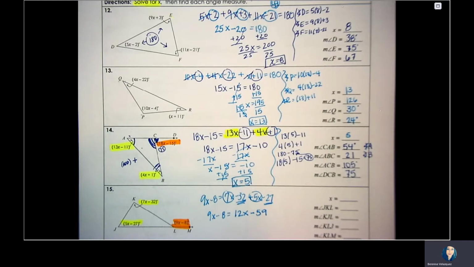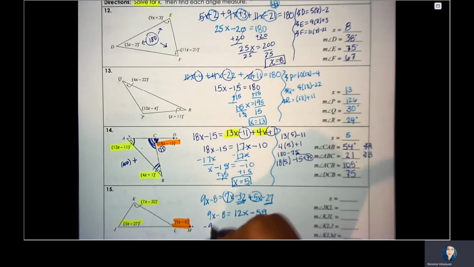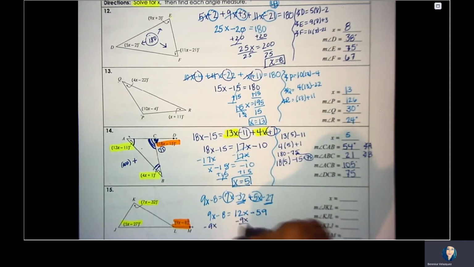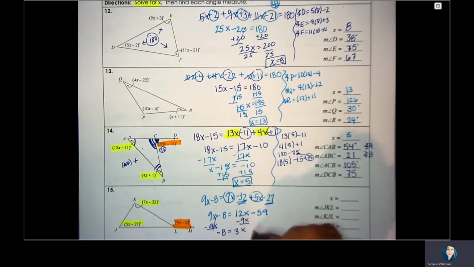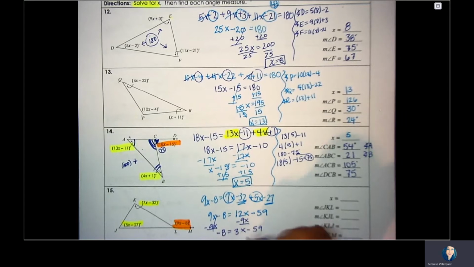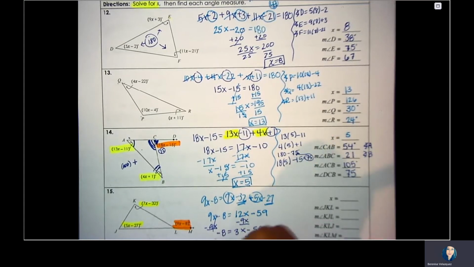And now I'm going to combine my like terms. Okay, I always move my smaller x towards the larger x. Bring down the negative 8 with the negative. 12 minus 9 is going to be 3x minus 59. Add 59 to both sides.